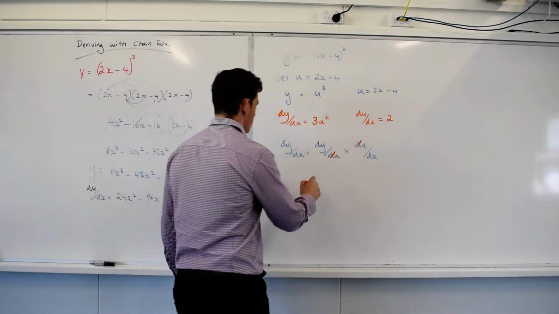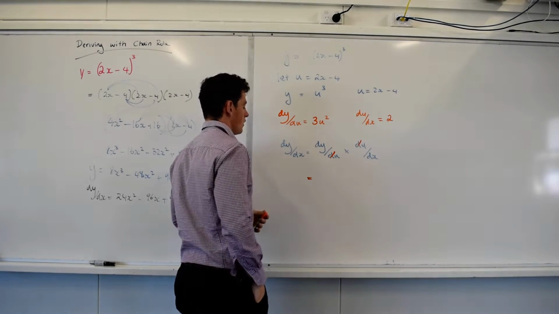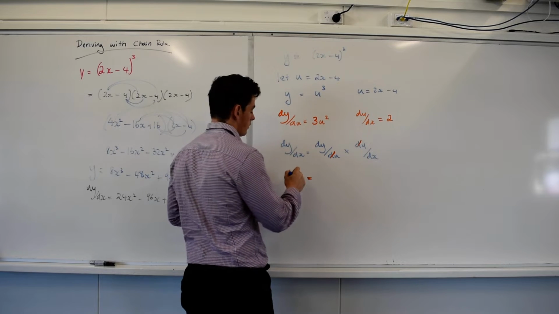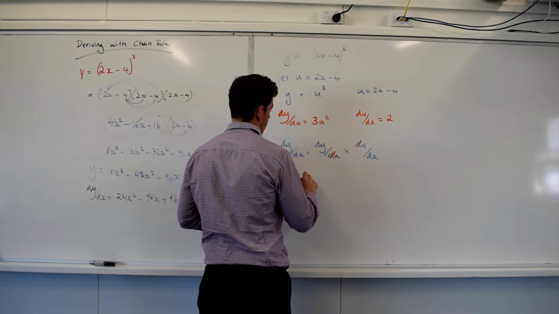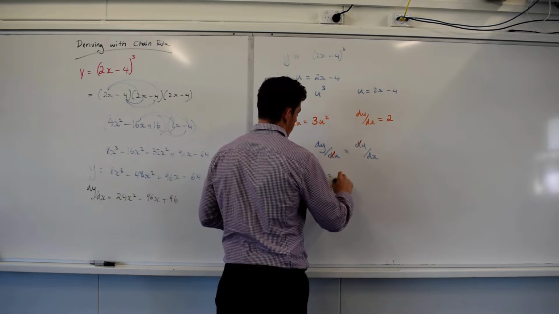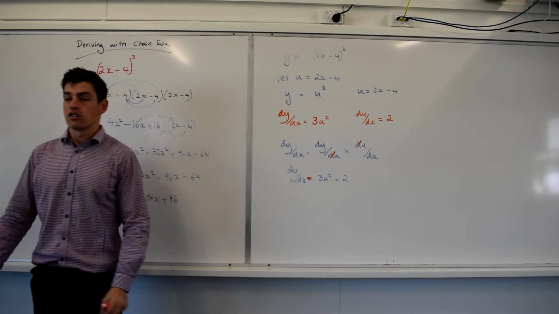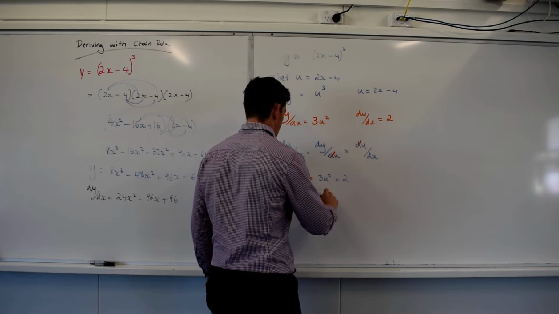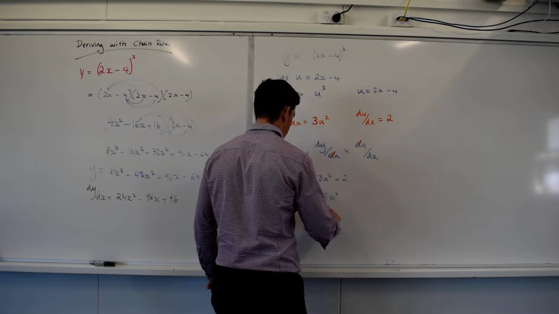So am I allowed to do this? dy/dx equals 3u squared times 2. Am I allowed to do that? Yeah. Which equals 6u squared. What should I do with that u, you reckon?